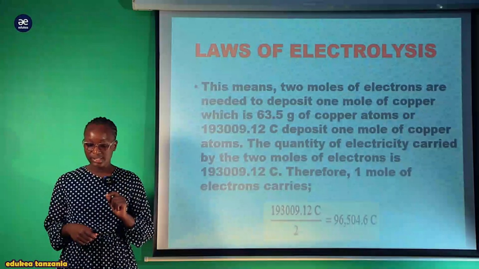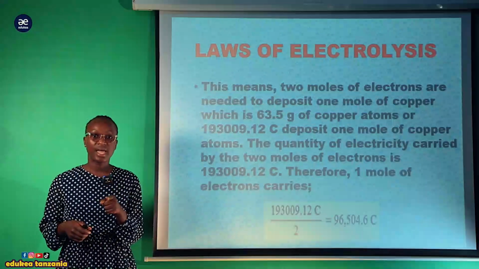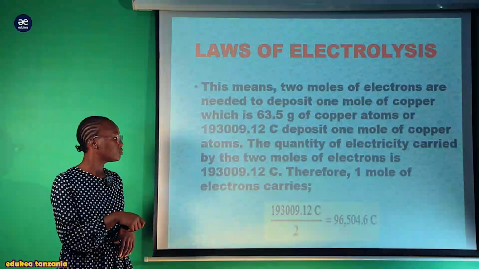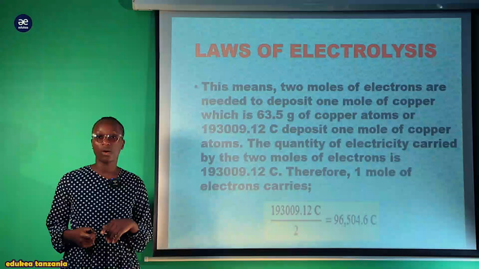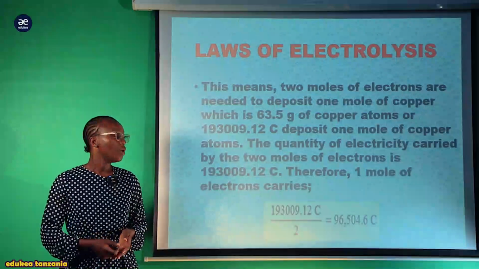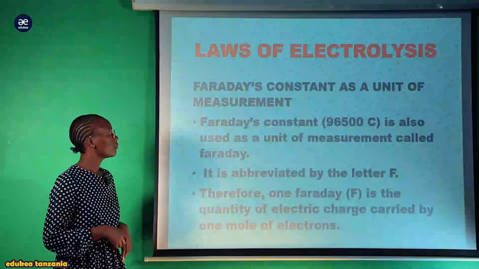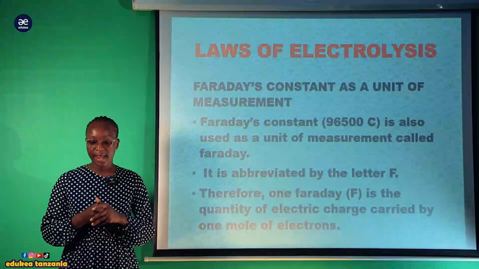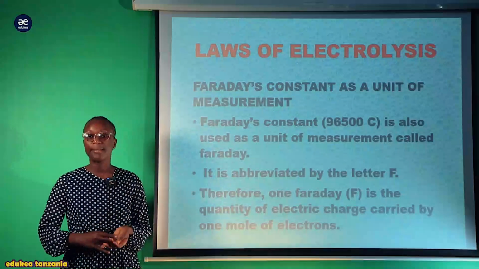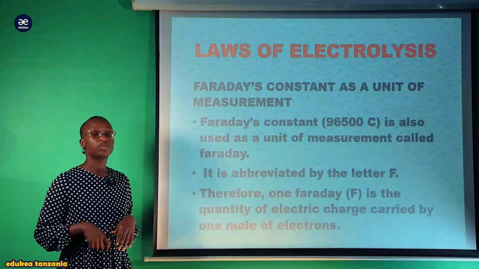Therefore the quantity of electricity required to deposit 1 mole of copper at 63.5 is given like this. We take this mass over this quantity, which gives us 19,309.12 coulombs per mole. So the equation for the deposition of copper: the copper ion, copper 2, is reduced to copper metal, as you see here, this is copper solid, copper metal.